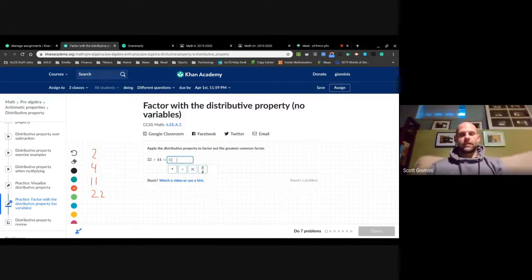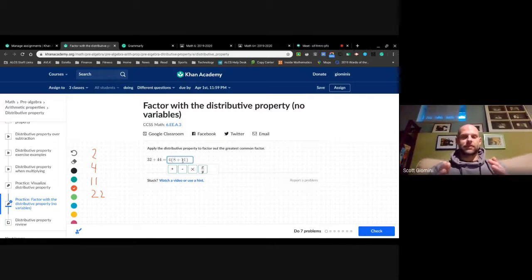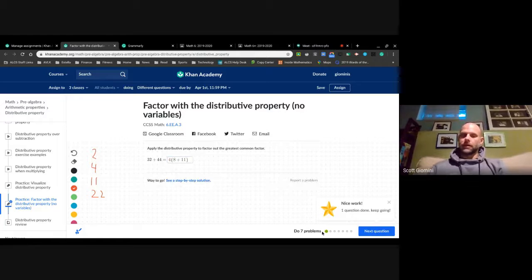Open up that parenthesis. And now I just ask myself, 4 times what factor gives me 32? 8. Plus sign. 4 times what factor gives me 44? 11. Now, before I hit check, I want to make sure, do 8 and 11, the factors inside the parentheses, have any common factors? No, they don't. All right, let's try another one.